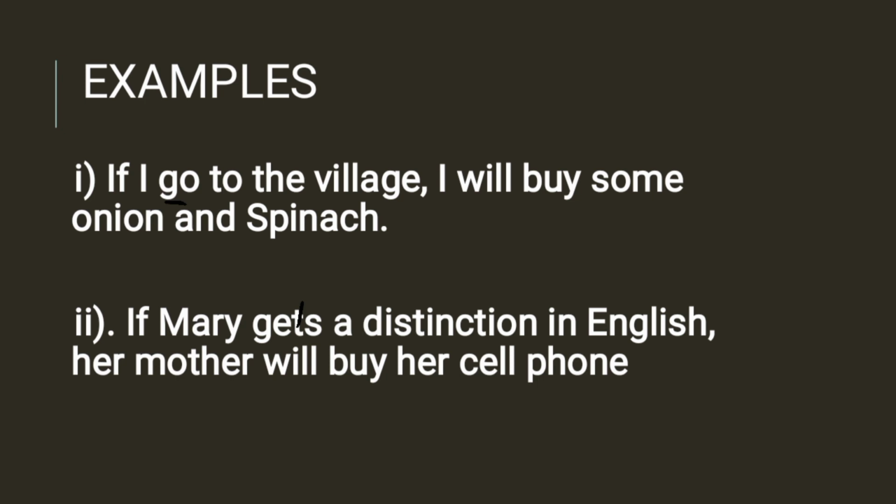Now when you look at this verb here, go, it is in present simple tense. Someone is asking how. Okay, so I is not third person. So for I, you don't say I goes, I comes, I takes. No, I take, I come, I go. Just like that. So if I go to the village, I will buy some onion and spinach. As you can see, the will is future tense there.